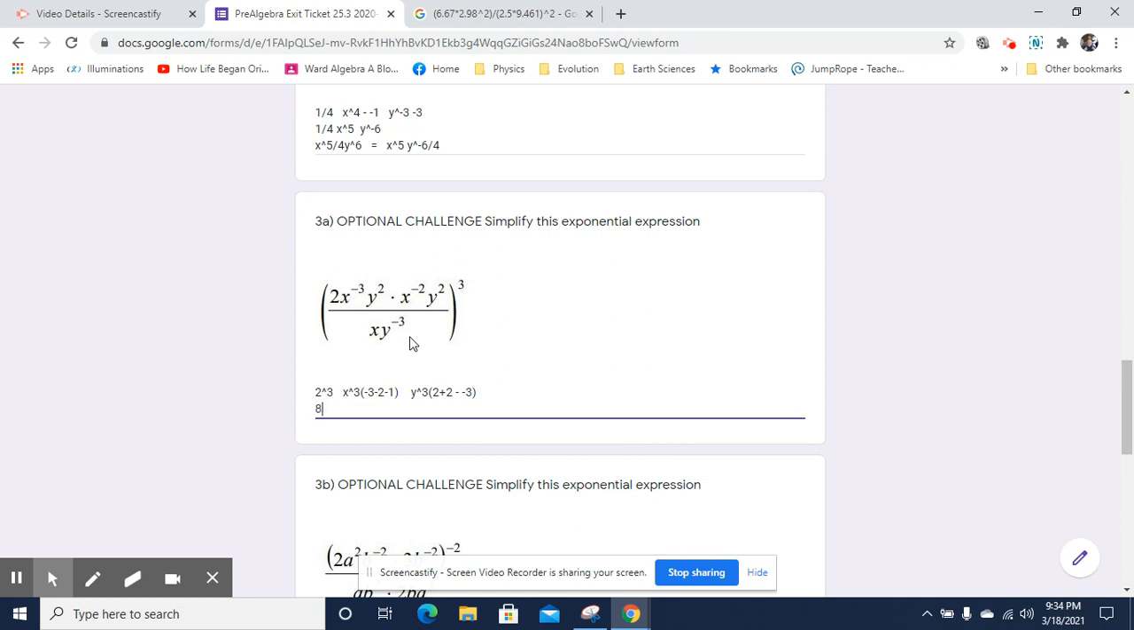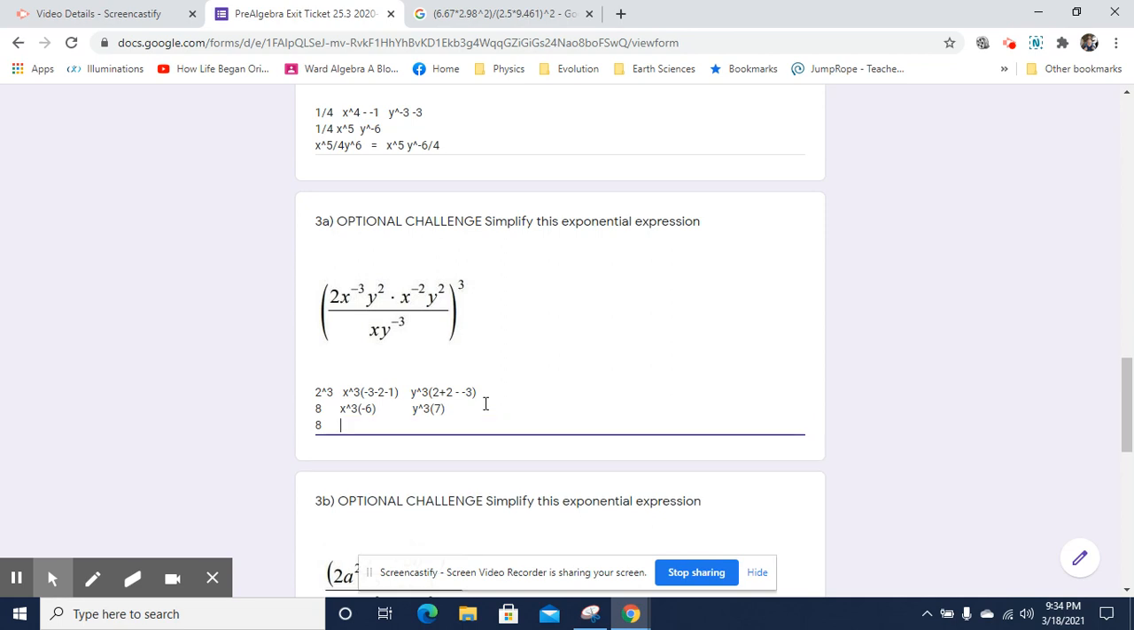I can just start simplifying. So 2 to the 3rd is 8. And then I have x to the 3 times all that business in there. So negative 3 minus 2 minus 1, that's going to be negative 6. And then the y, I'll leave that 3 there, and I'll simplify what's inside the parentheses. 2 plus 2 will be 4, minus negative 3 will be 7. And the 8, we're not ready for you.